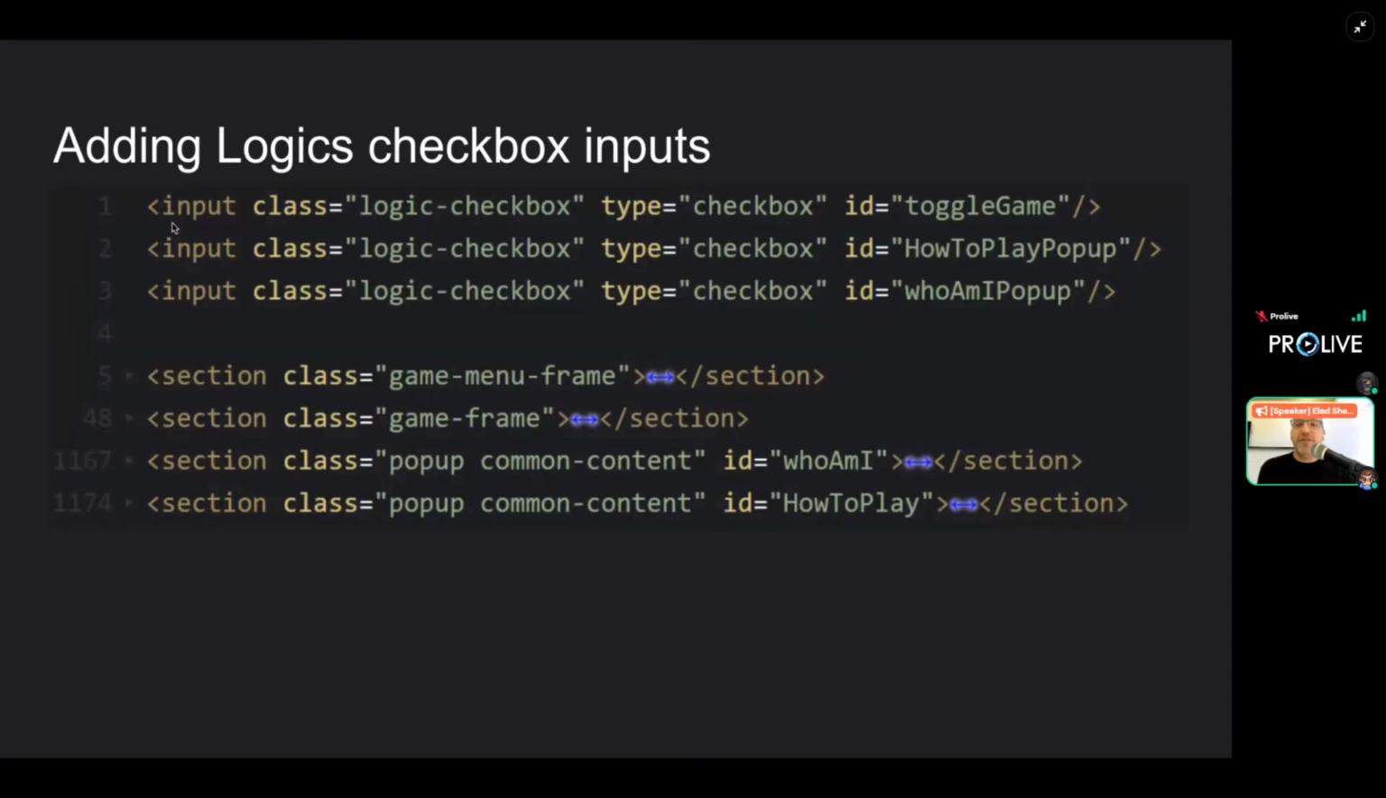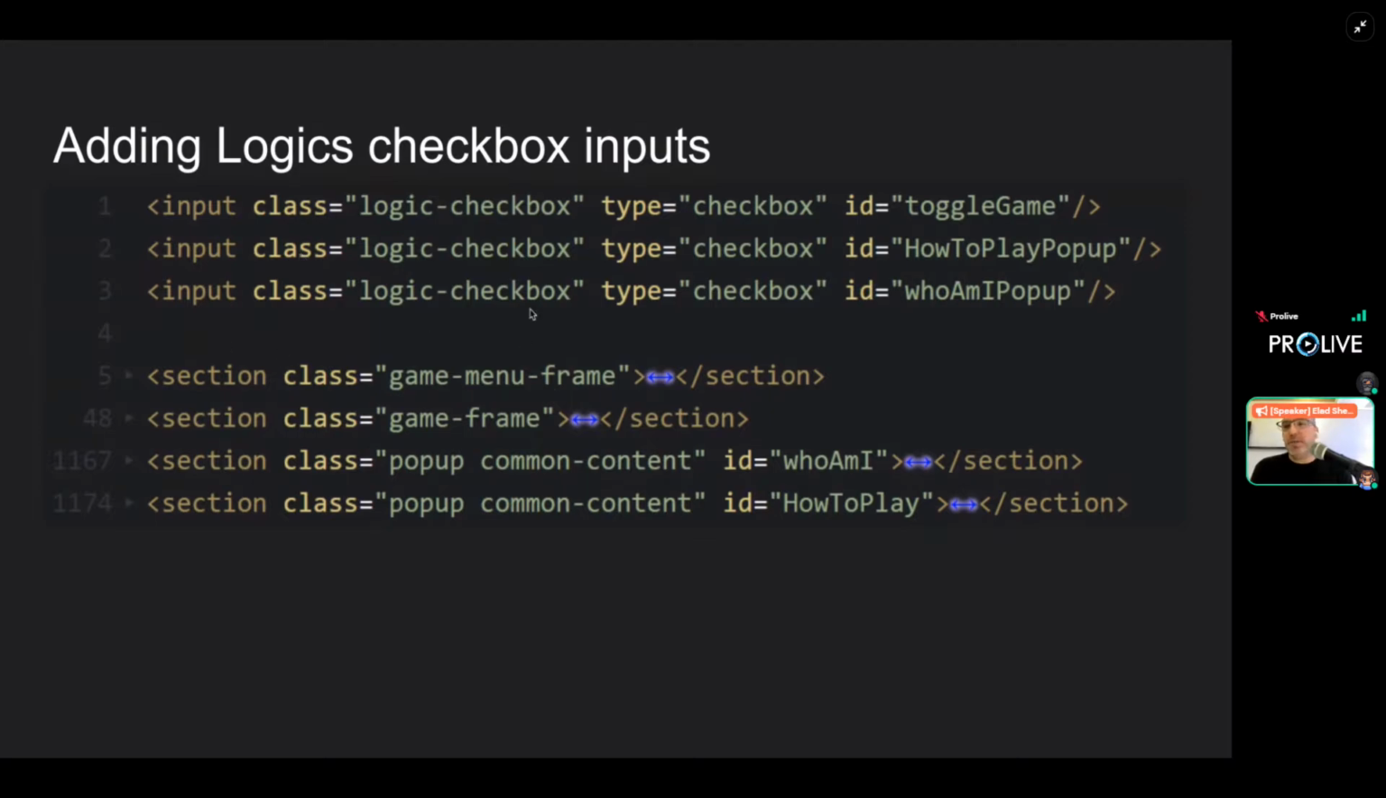I'm adding three different checkboxes. Every one of them is doing a different operation. Every one of them has a specific ID name. The first one that has the ID name of Toggle Game, if it's unchecked, this means that I want to see the game menu frame, but to hide the game frame. But if it's checked, I want to see the game frame, but to hide the game menu frame.